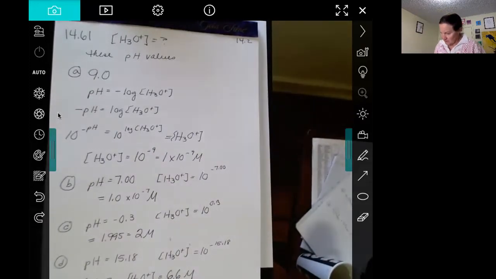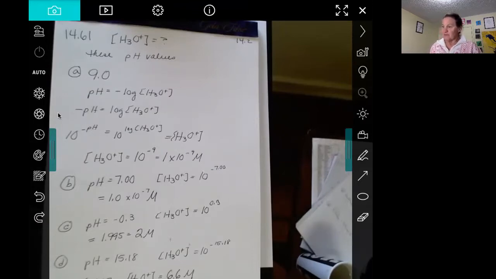So the next one we're going to do is 14.61. This one is on page 581. Notice I'm always picking the odd numbers. The odd numbers don't have answers in the back. The evens do, and most of those have been assigned as homework for you. So these should help you do the one that's very similar, which would be 14.60.